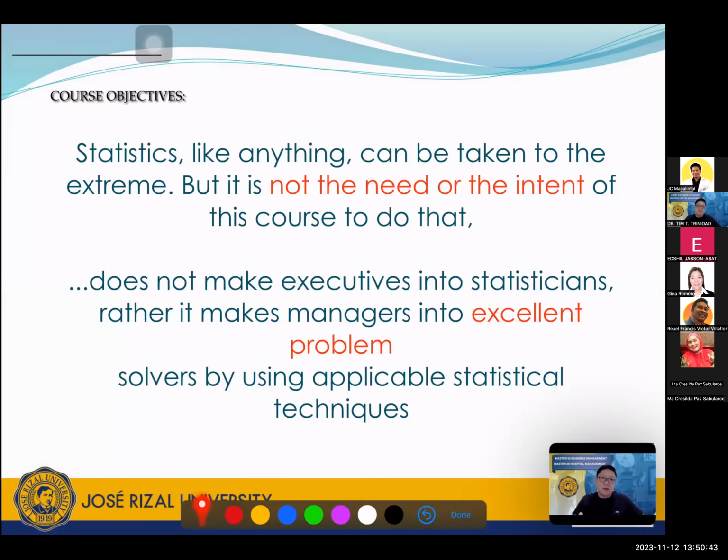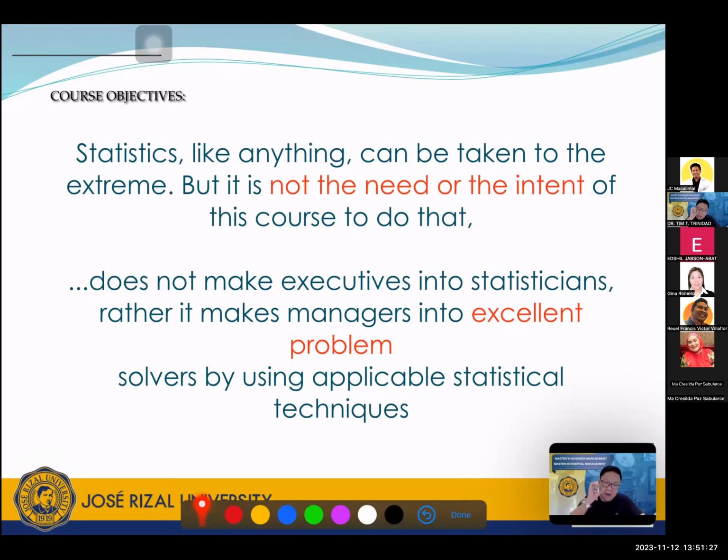Okay? So statistics, like anything, can be taken to the extreme, but again, it is not the need or the intent of this course to do that. We don't expect you, or we are not here to make you into statisticians. Rather, we are here to learn the principles on how to interpret your data, on how you're going to make conclusions, not necessarily to make computations. So we have specialists for that. So it's not the intent of this course to make you a statistician.